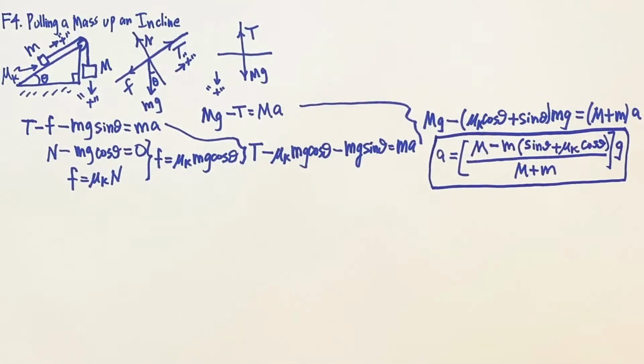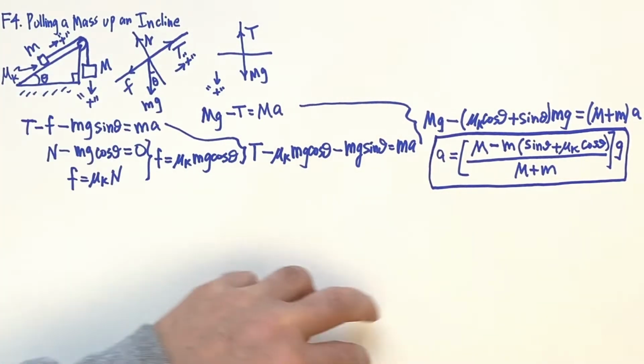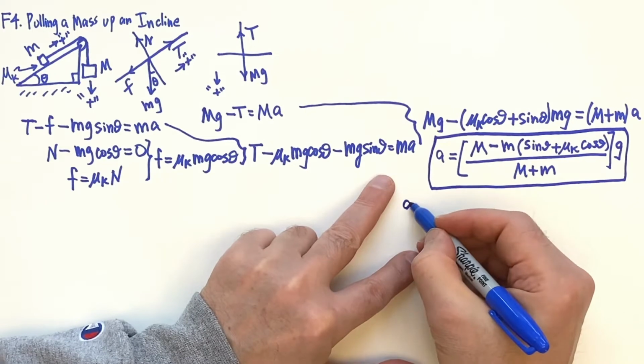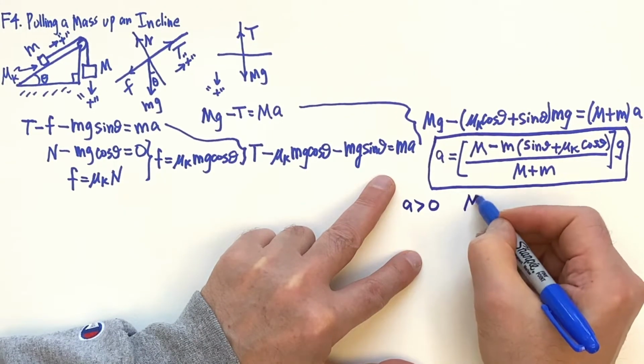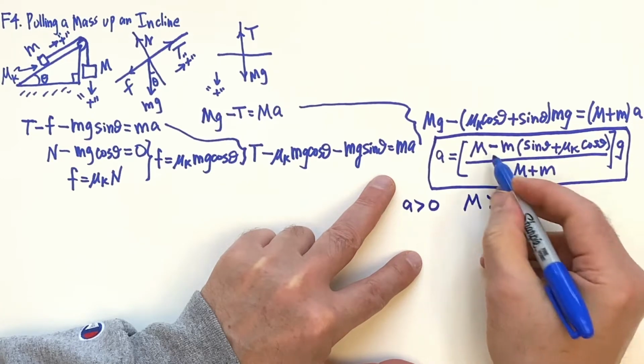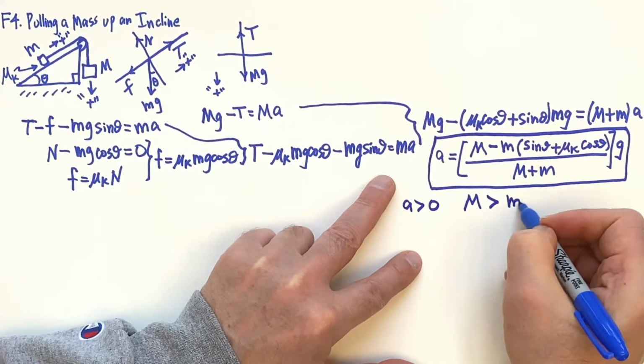So the answer to the question, what are the conditions on the masses to get the big M to pull the little m up: to get the acceleration to be positive, this mass has to be greater than this combination here.